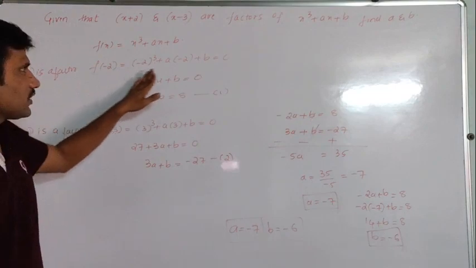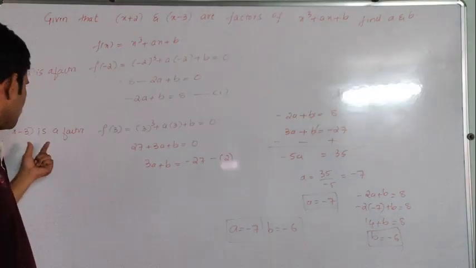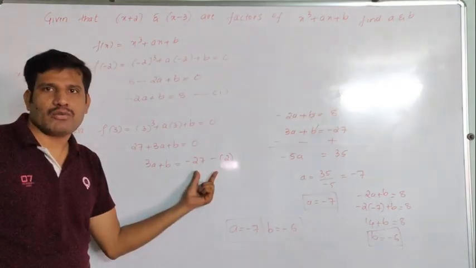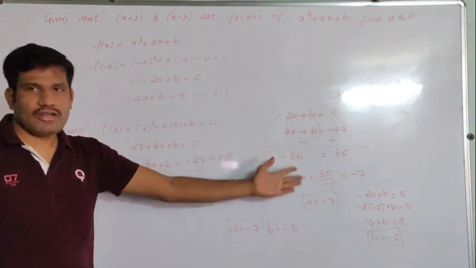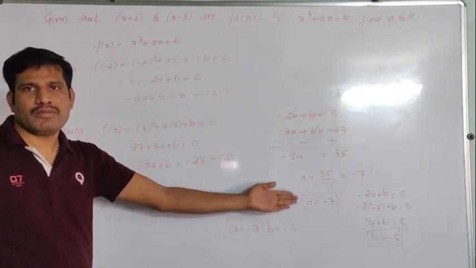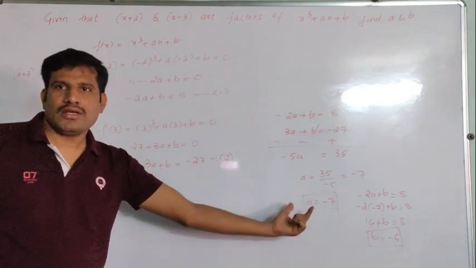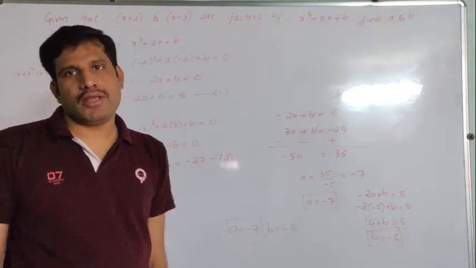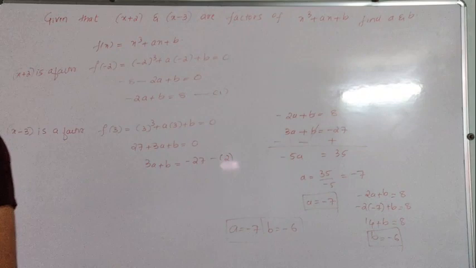So for x plus 2 is a factor, we are getting one equation. Similarly, x minus 3 is also a factor, we are getting one more equation. Solve those two linear equations, that is very easy. So that is the elimination method. Solve those two equations, we will get the value of a. Is it clear? So right.